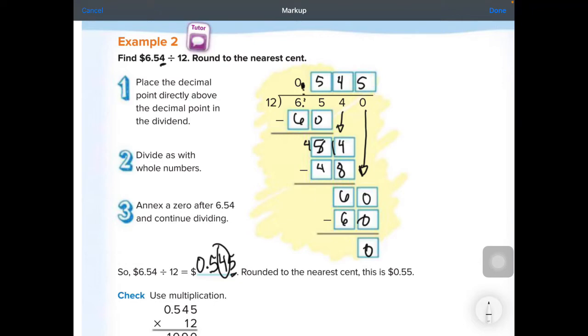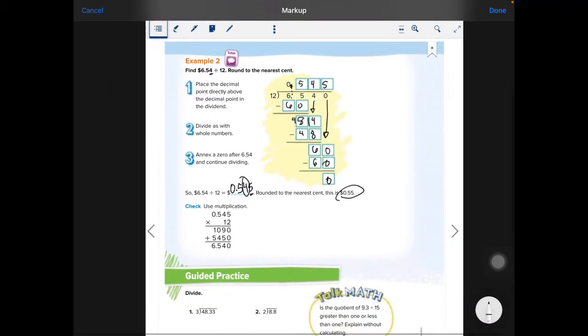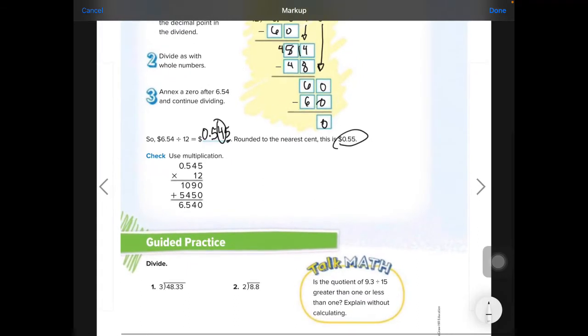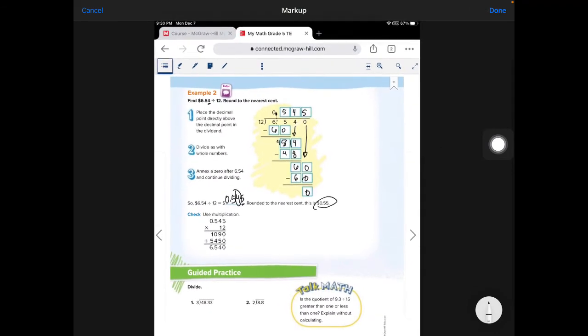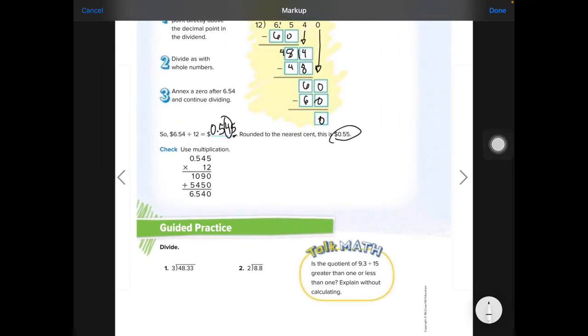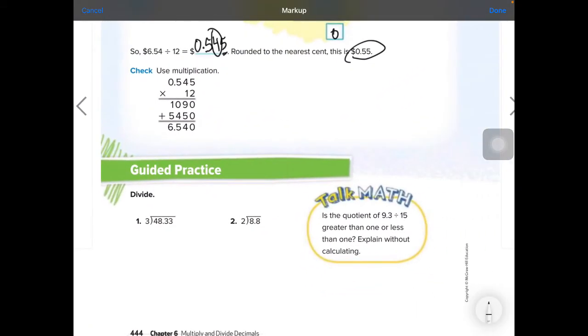0. So $6.54 divided by 12 will be 0.545. But we have to round to the nearest cent. So that means this is our target, and that's going to decide what it does, and it's going to round to 55 cents. To check for reasonableness, we would take this number right here, times it by 12, it works out to be 6.54, which was in our original problem.